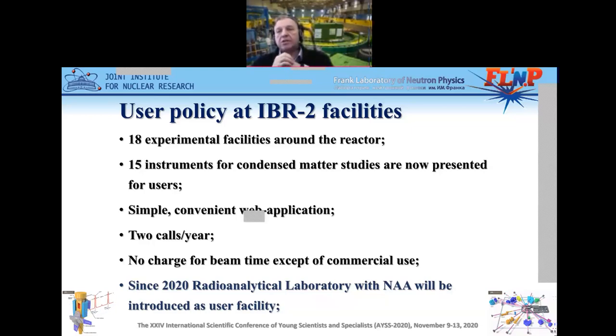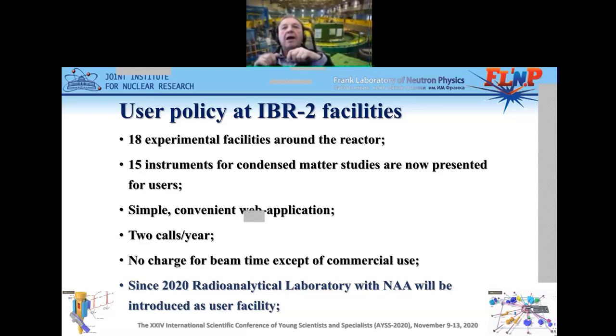We hope the situation will become better in the next year, and we will be able to accept external users from other countries and from the Russian Federation for experiments at IBR-2. So we have two calls a year collecting proposals, and these proposals are evaluated by the international expert community, and they get evaluation marks for their quality. The proposals with the highest evaluation get the beam time at the requested instruments.